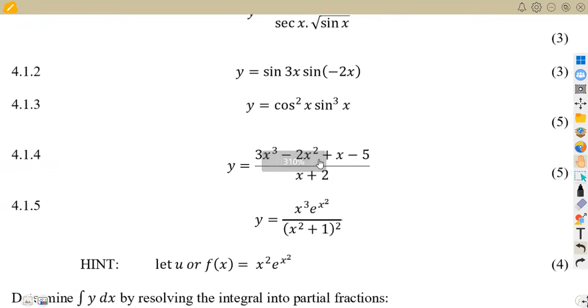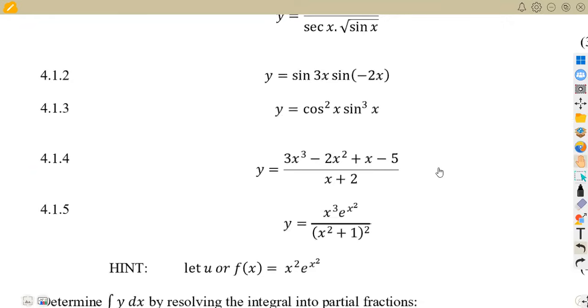All right, let us check from our question 4.12. Again, we are given to integrate with respect to x. In this case, we have got the sine of 3x times the sine of minus 2x. All right, so let us have this aside, 4.12.